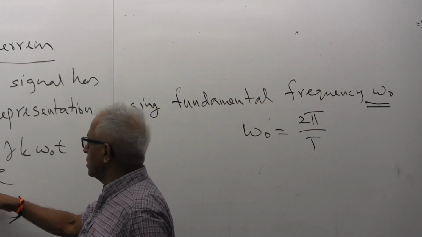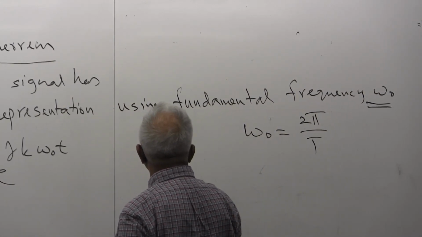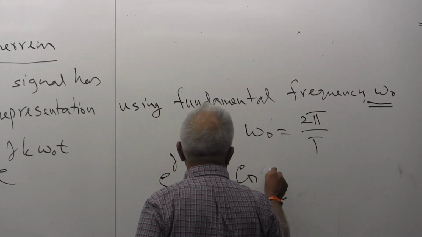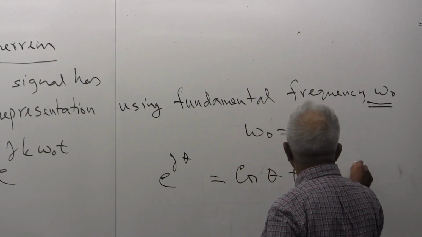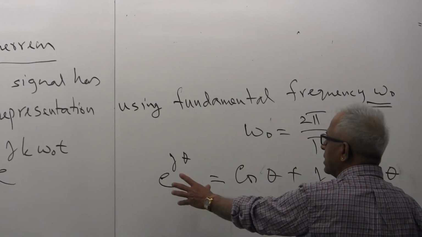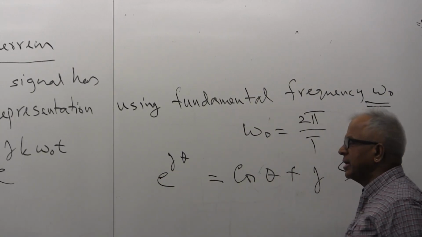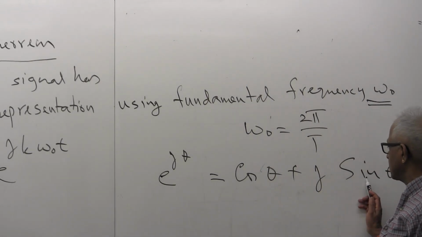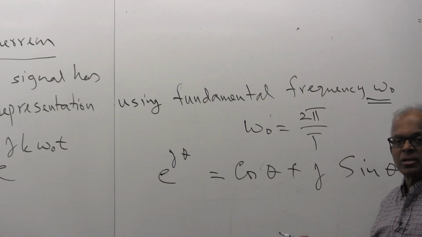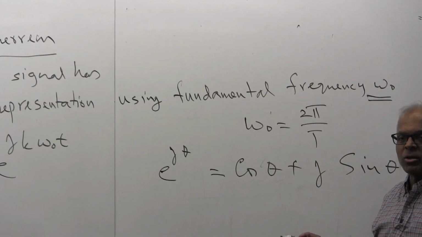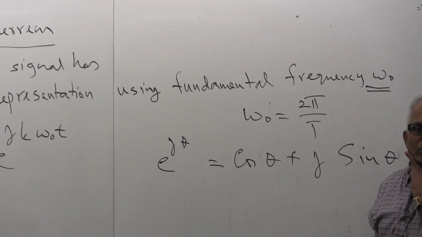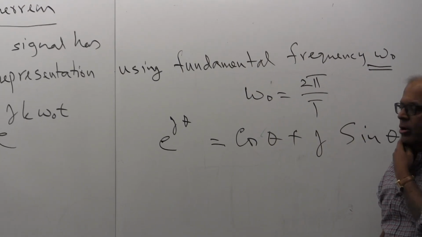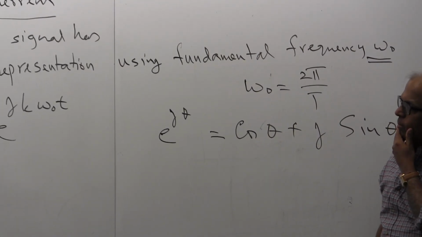There is an amplitude, and what is e raised to j theta? Anybody? Plus? So when I write e raised to j theta, we read it as a complex sinusoid, because it has a cosine part and a sine part with a j. What is the value of j? Square root of minus 1. Everybody is clear? As I said, if somebody is not clear about something, please write to me.